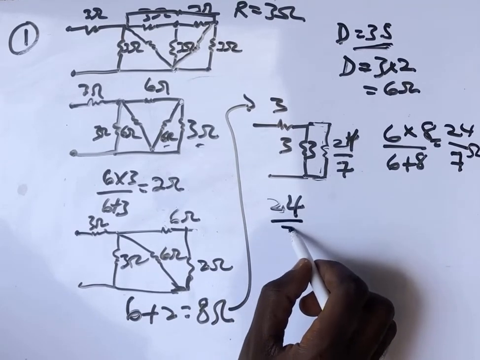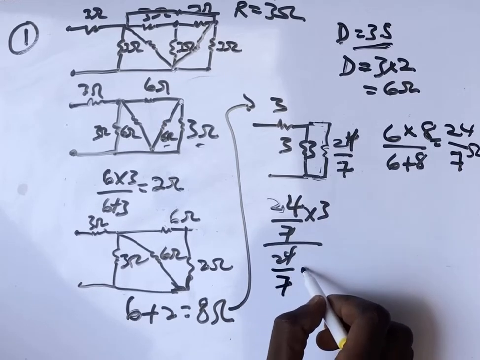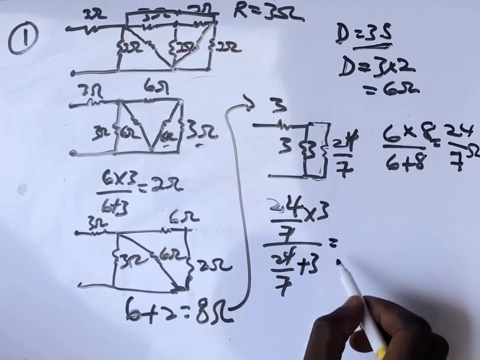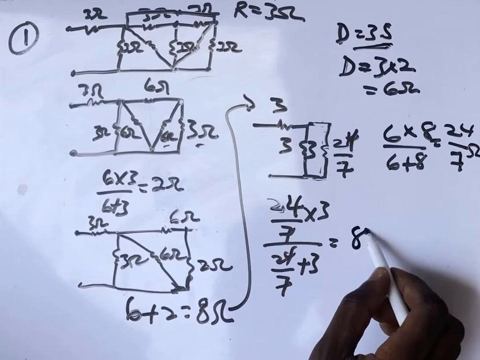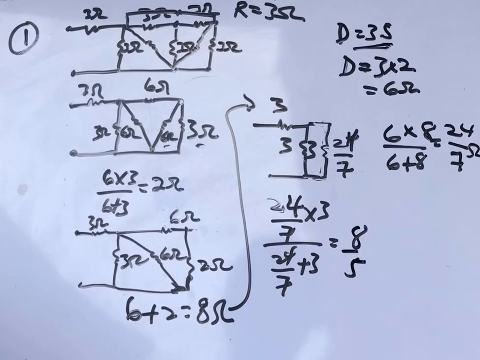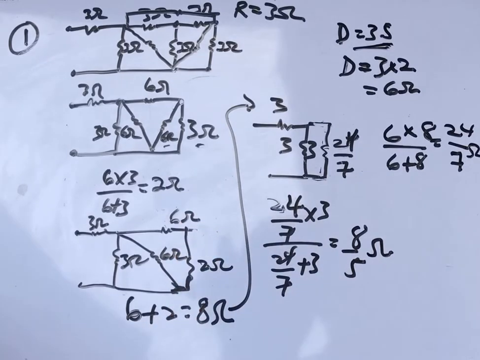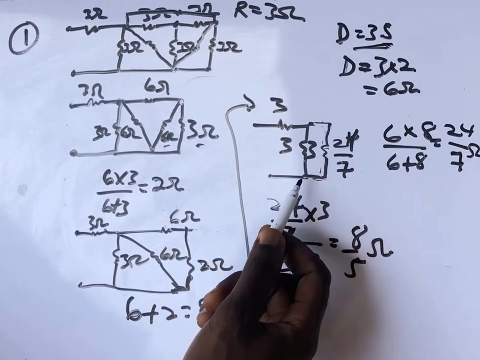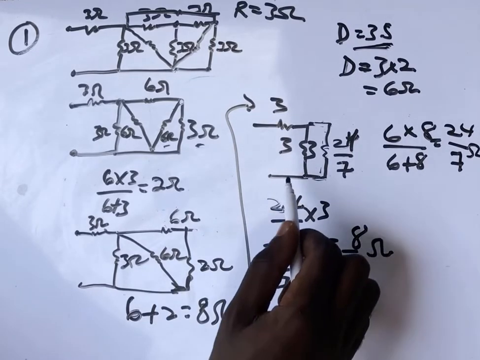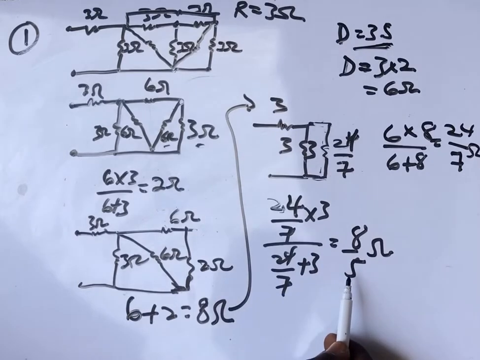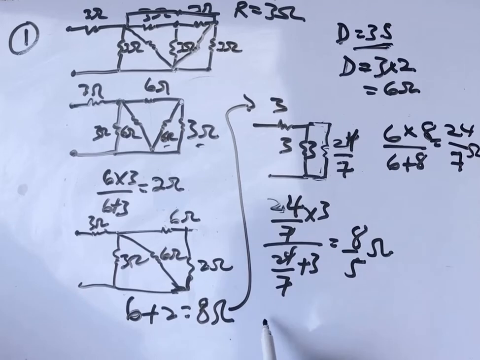So you then work that out. You have 24 on 7 times 3 divided by 24 on 7 plus 3, okay? And then you end up with 8 on 5 ohms. Now, from here, you could notice that we further simplified this, we further simplified that. So we have the 3 and then 8 on 5 will be in series, okay?